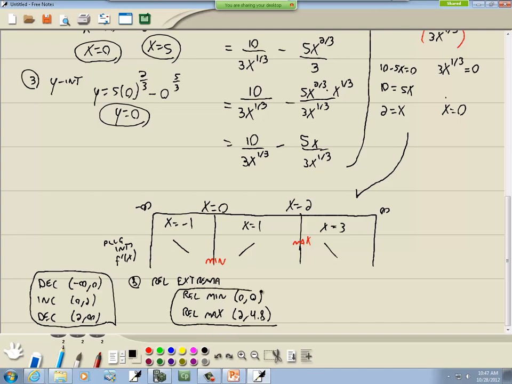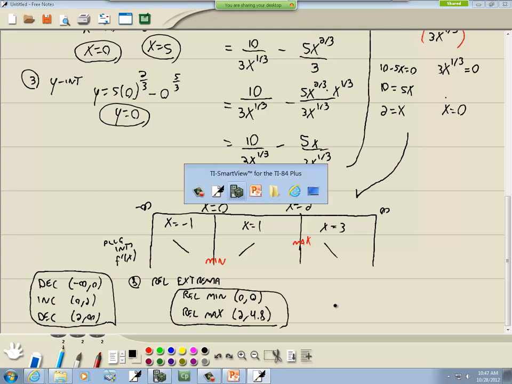Let me write those down. So it's decreasing from -infinity to 0, increasing from 0 to 2, then it's decreasing from 2 to infinity, and our relative min is 0, 0, and our relative max is 2, 4.8.